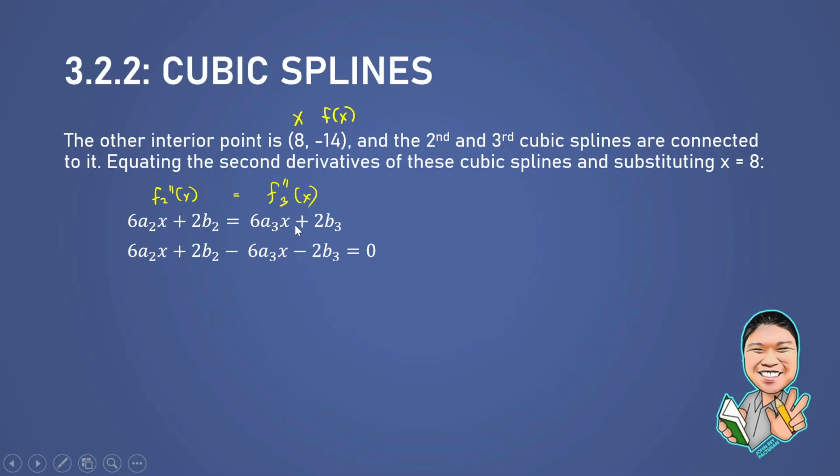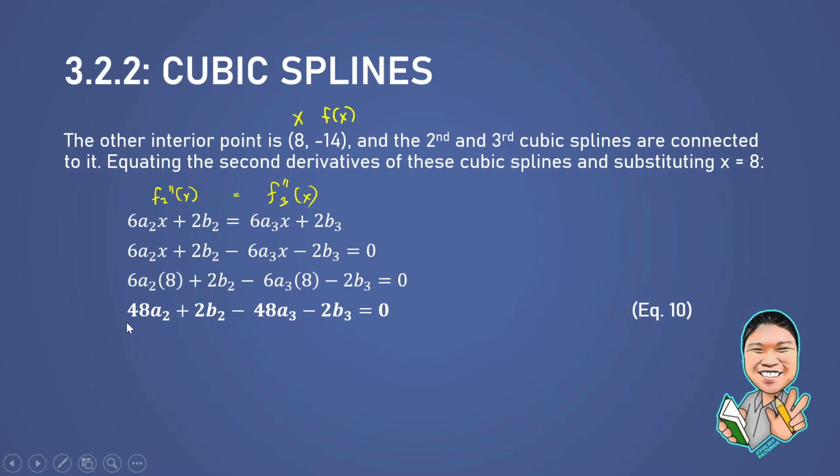Then, just move these two to the right, so it becomes 6a sub 2x plus 2b sub 2 minus 6a sub 3x minus 2b sub 3 is equal to 0. When you substitute 8, it becomes 6a sub 2 times 8 plus 2b sub 2 minus 6a sub 3 times 8 minus 2b sub 3 equals 0. So, our answer is 48a sub 2 plus 2b sub 2 minus 48a sub 3 minus 2b sub 3 is equal to 0. So, we have equation 10. So we now have ten equations. We only need two more to complete the 12.